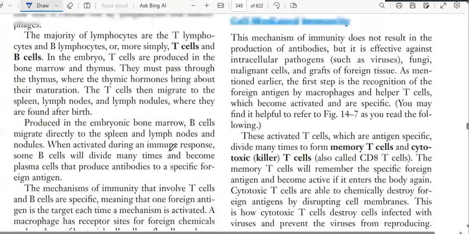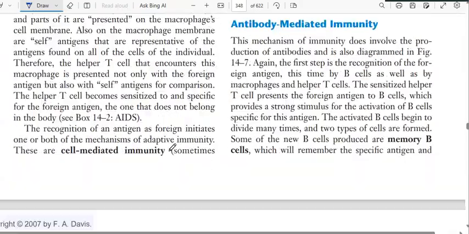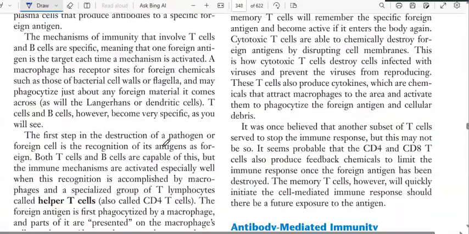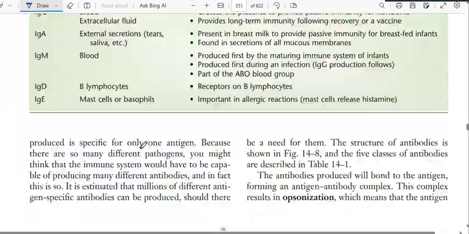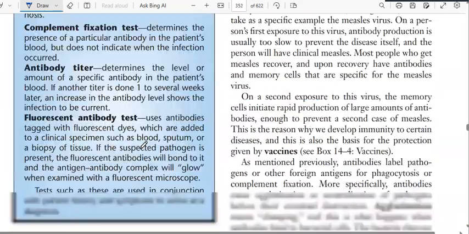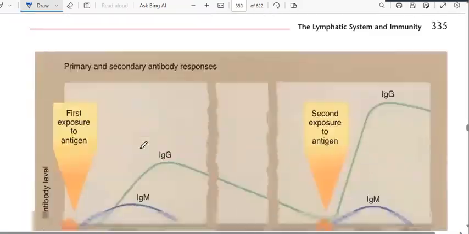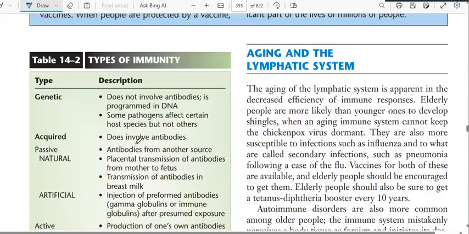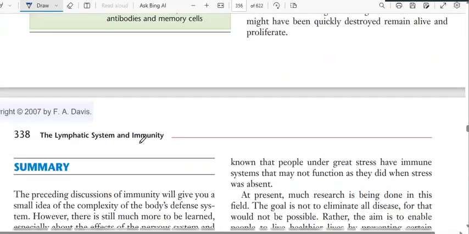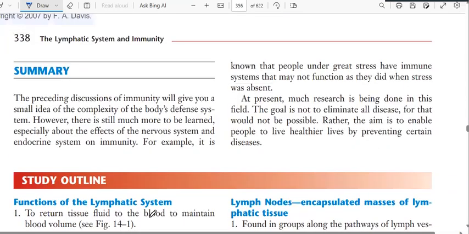Next, you have adaptive immunity. We will discuss it tomorrow because it is a very big chapter and very important. If you have doubts, you can ask.